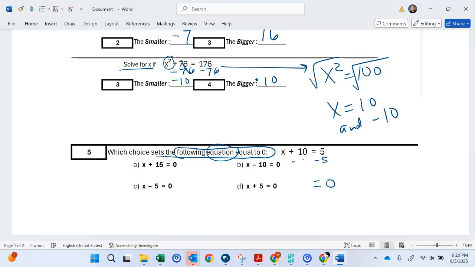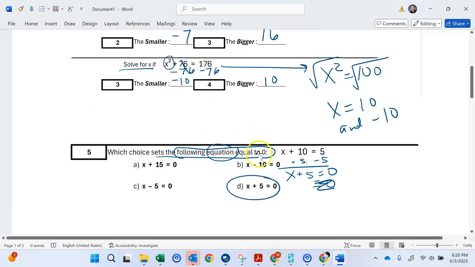But we have to do the same thing to this side as well, right? So this becomes x, and then 10 minus 5 is plus 5, and that equals 0. Okay, so that's how you do it. X plus 5 equals 0. Okay, now this is very important because that's how you're going to solve quadratic equations today, by that principle right there.